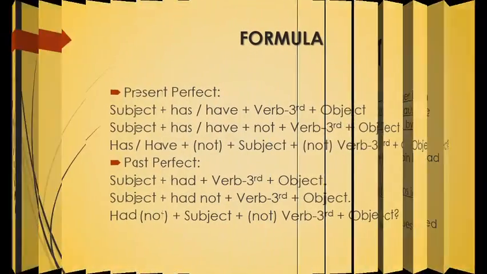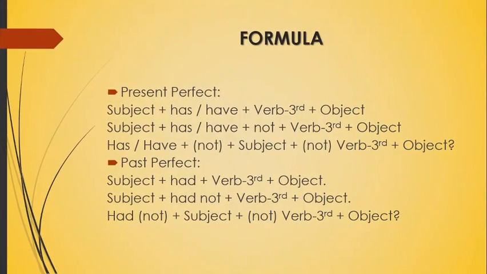Now let us talk about the formula of these tenses in great detail. The present perfect tense uses, in affirmative sentences, subject and then has or have and then the third form of the verb and then object. Now you may ask whether we use has and have everywhere or not.